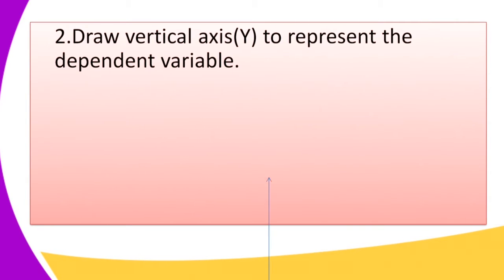Our second step will be to draw a vertical axis, y, to represent the dependent variable. A vertical axis is a line that is upright, and you should label it y-axis. When labeling it, you should label your y-axis in a vertical way as the line is, not horizontal as I have done.